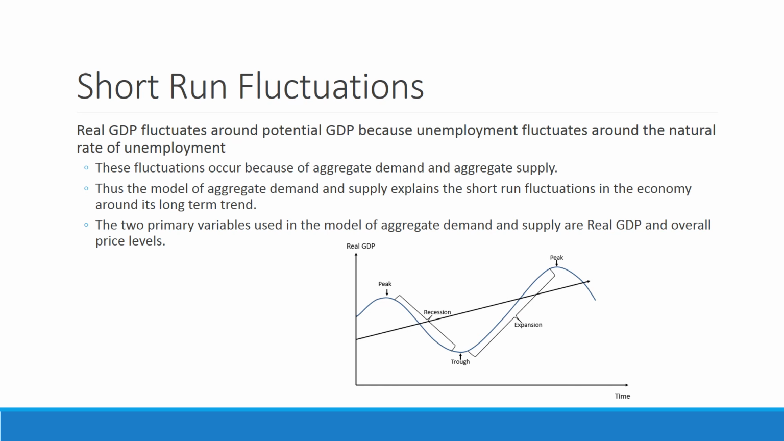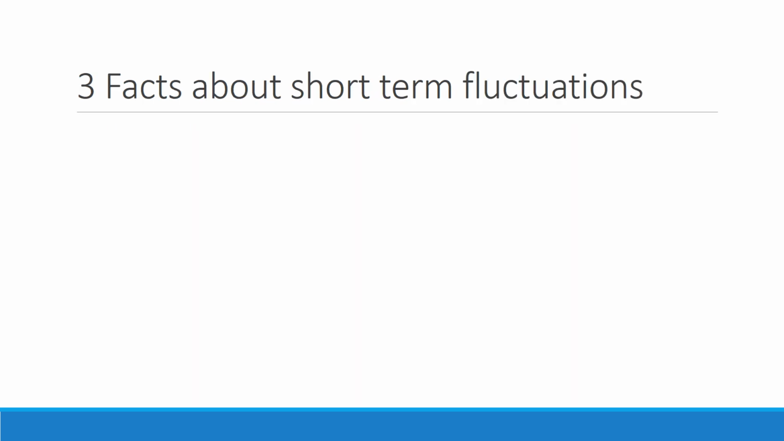At the same time, when we look at the short run, we see that the peaks and the troughs and the expansions and the recessions take place. And our goal here is to make those curves as flat to the potential GDP as humanly possible. So we want to begin by looking at 3 facts about short-term fluctuations.